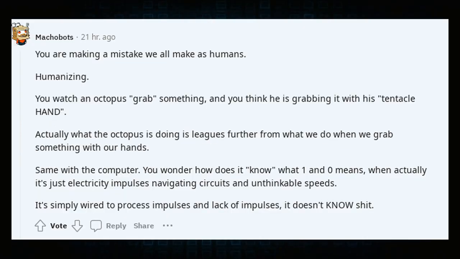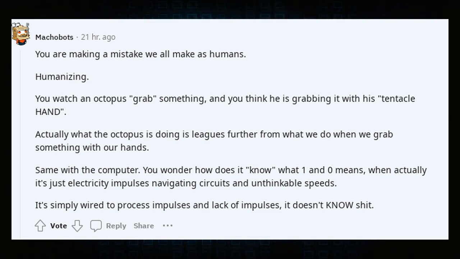You are making a mistake we all make as humans: humanizing. You watch an octopus grab something, and you think he is grabbing it with his tentacle hand. Actually, what the octopus is doing is leagues further from what we do when we grab something with our hands. Same with the computer. You wonder, how does it know what 1 and 0 means? When actually it's just electricity impulses navigating circuits at unthinkable speeds. It's simply wired to process impulses and lack of impulses.